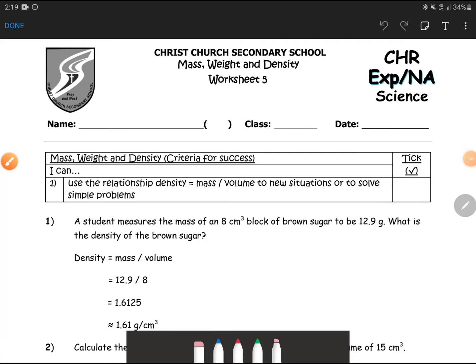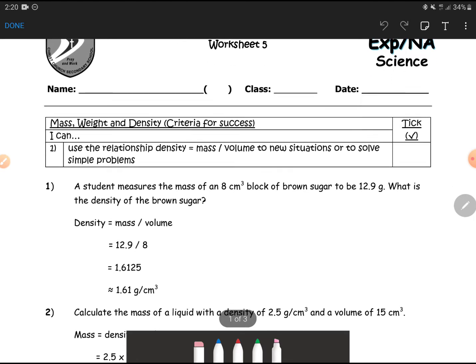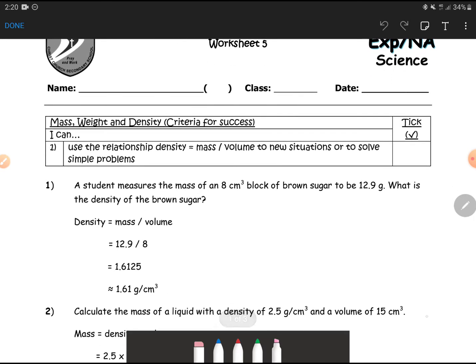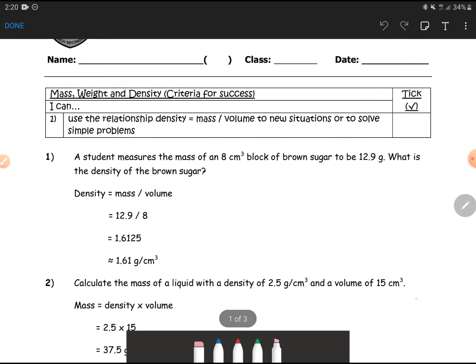All right, worksheet number 5 for mass, weight, and density. If you take a look at this worksheet, I have typed out all of the workings for you, so hopefully that will be very clear. Because of the number of workings, at any point in time, if you need more time to copy down, just pause the video. Over here, it's the same formula that we've been using over and over.